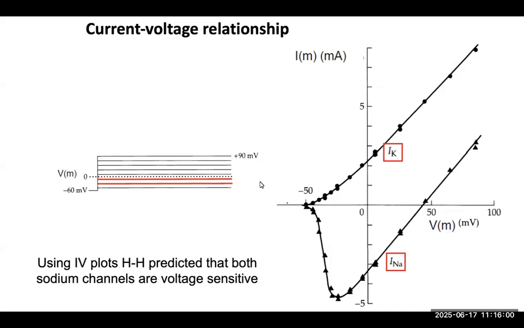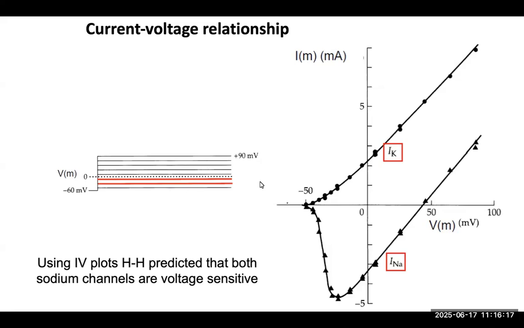And so you're going away from the reversal potential. So you'll have a linear curve like that, right? Simple. Potassium is simple. And this is an IV curve of potassium. Now, how does the sodium curve look like this? Why would that look like this?